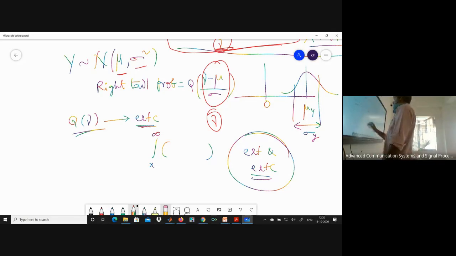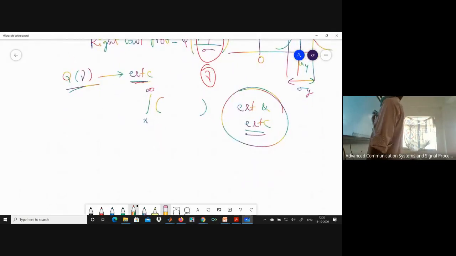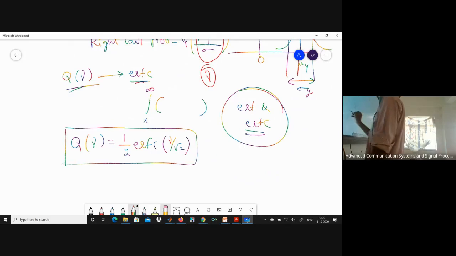The reason why I am saying this is that in MATLAB, Q of gamma can be written as 1 by 2 times the complementary error function of gamma by √2. This is the relation that you are going to have. Okay, and this function ERFC is an inbuilt MATLAB command.